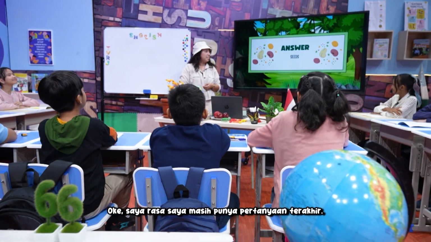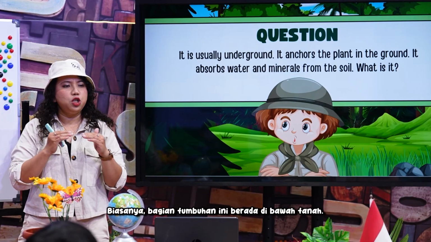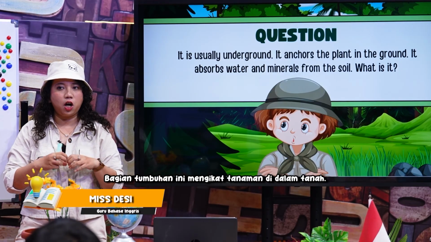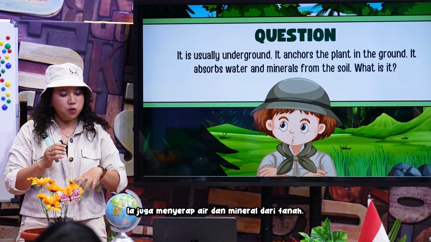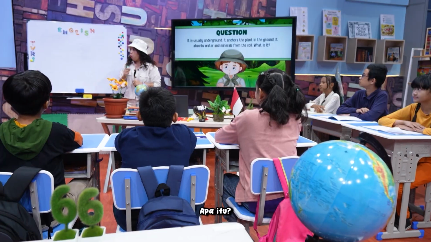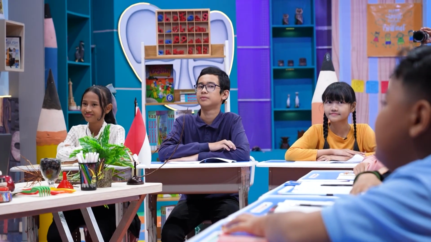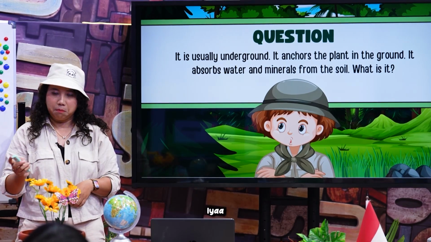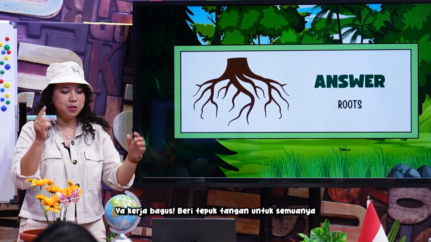Okay, I think I still have the last question. It is usually underground. It anchors the plant in the ground. It absorbs the water and minerals from the soil. What is it? What do you think the answer is? Roots. Do you think the answer is root? Yes. Okay. Yes, very good. Give applause for everyone.